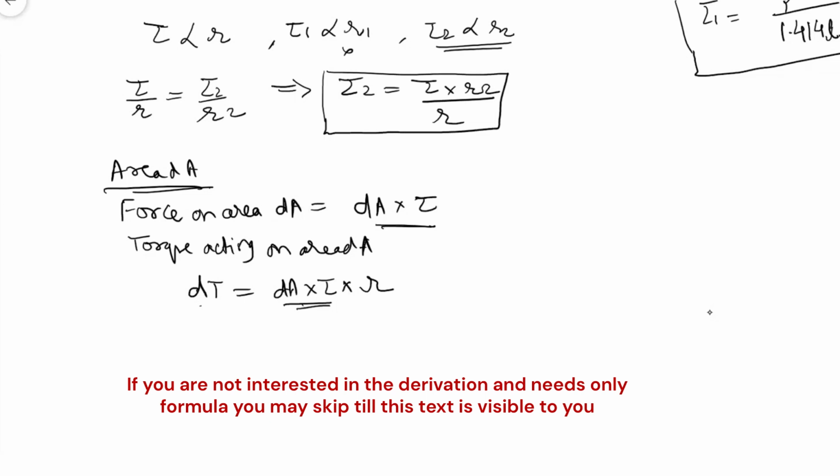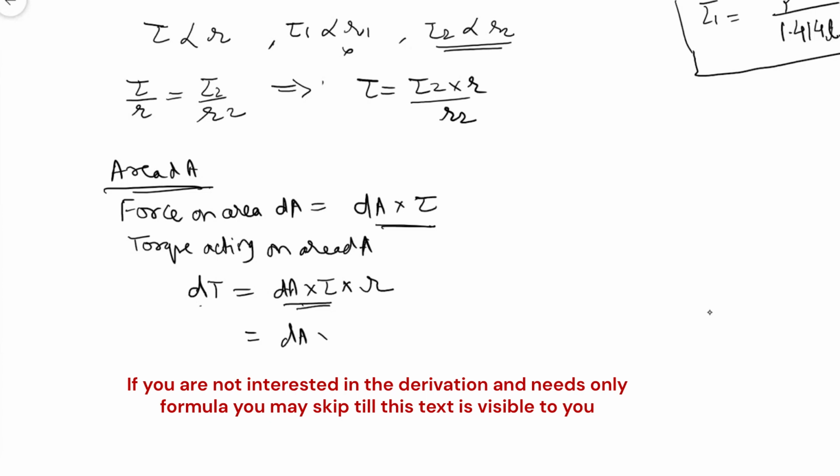Now, instead of this tau, I will use tau 2. Let me change this. I don't want tau, because we are not interested in tau; we are interested in tau 2. So this gives me tau equal to tau 2 into R upon R2. Now this can be replaced as dA into, instead of tau, tau 2 R upon R2, into this R, so it becomes R square.